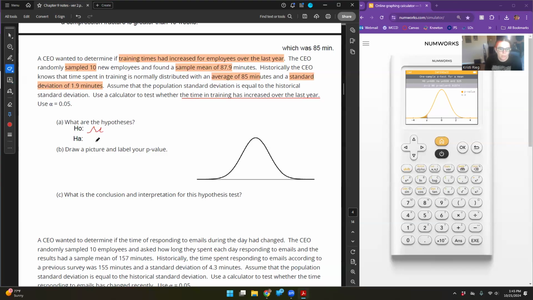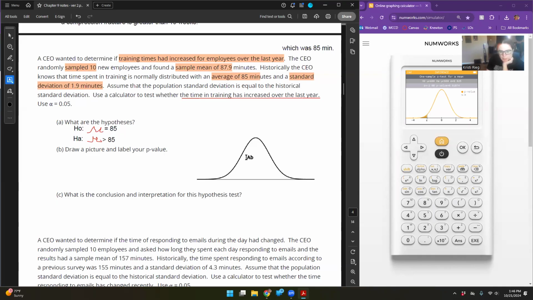My mu's are getting worse. Okay. And we know that we're trying to claim that they've increased from the 85 that they were. They were 85. We want to see if they've increased, which is greater than. So our null is equal to the 85.